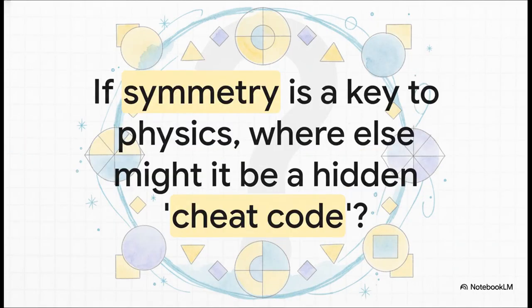And this whole thing leaves me with one last big question. We just saw how finding and using symmetry was like a secret key that unlocked a problem that seemed impossible. So it kind of makes you wonder, right? Where else in the universe might symmetry be a hidden cheat code? What other massive, complex problems are just sitting there, waiting for us to figure out the right kind of imaginary bubble to draw around them?